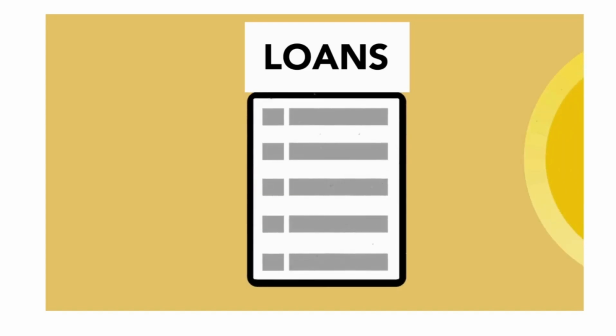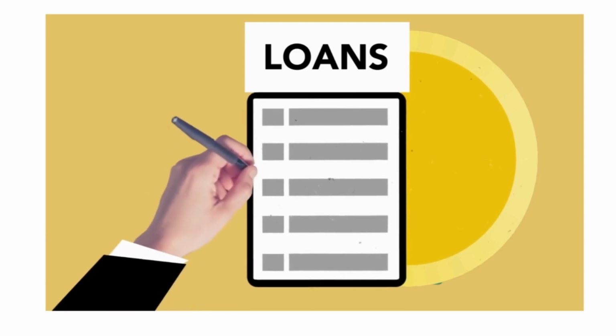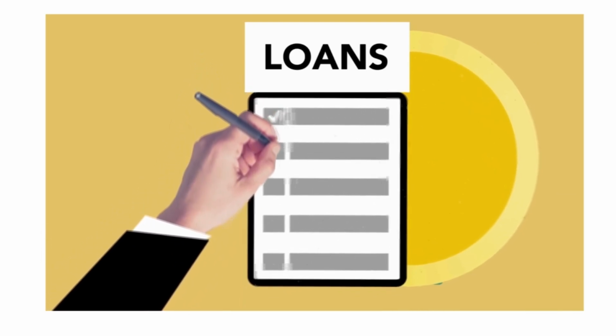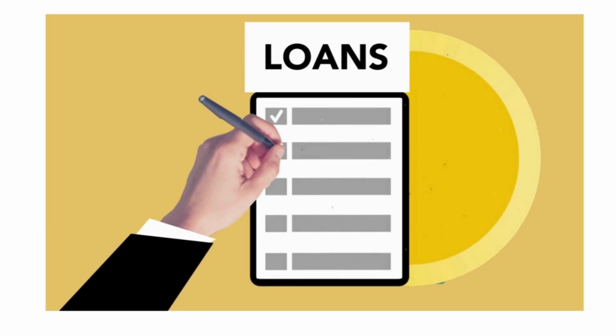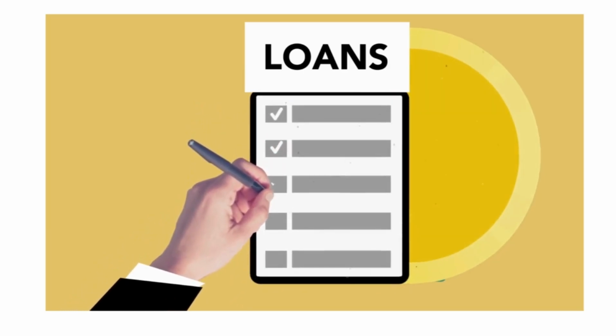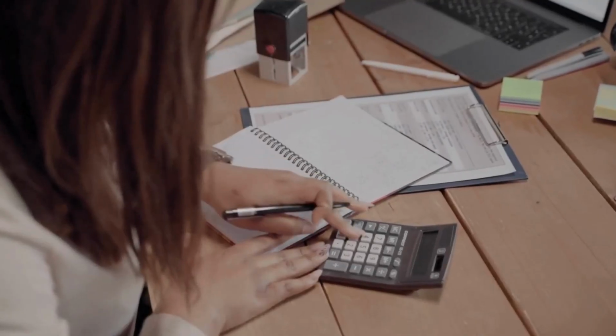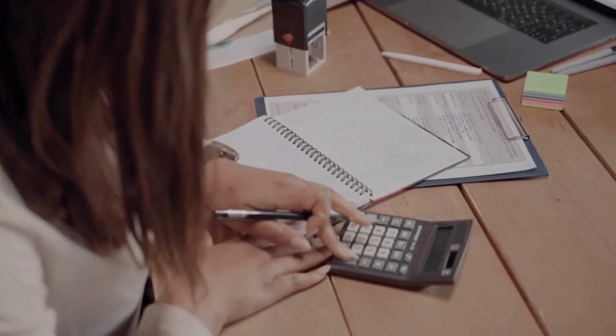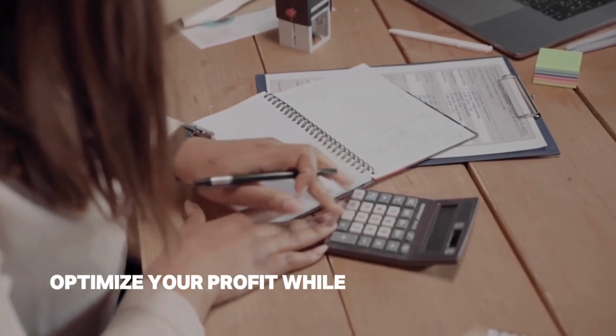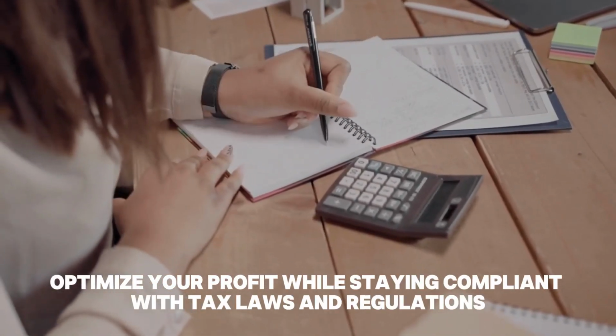So another thing you can use this £1,600 for is to pay debts. So you can use it to pay off loans or credit card balances in the business. You can use it to clear lease agreements or other liabilities, because this will save you money on interest and improve your financial health. So before making any decisions, I would like to advise at this point that you speak to an accountant, somebody like me, because that's what I do. So they will help you to optimize your profit while staying compliant with tax laws and regulations.